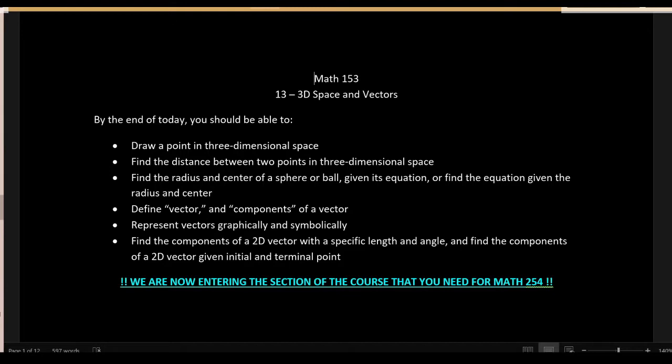So, the first thing that we want to do is draw a point in 3D space. Then we want to be able to find the distance between 2 points in 3D space. We want to be able to describe spheres and balls in three-dimensional space. And then we're going to start talking about vectors. What is a vector? What are the components of a vector? What does a representation of a vector look like? And how do we find the so-called components of a vector given information about its length and angle, or given information about its starting and ending position?